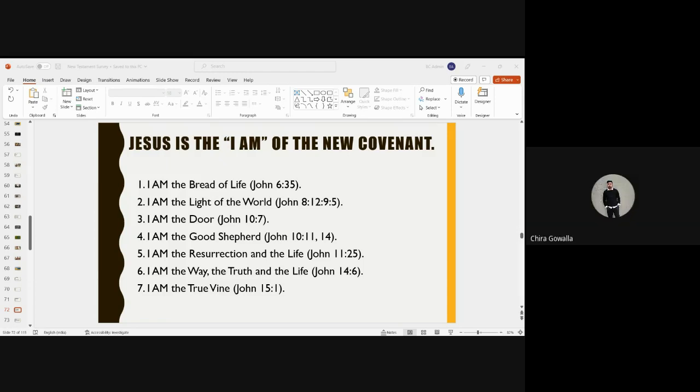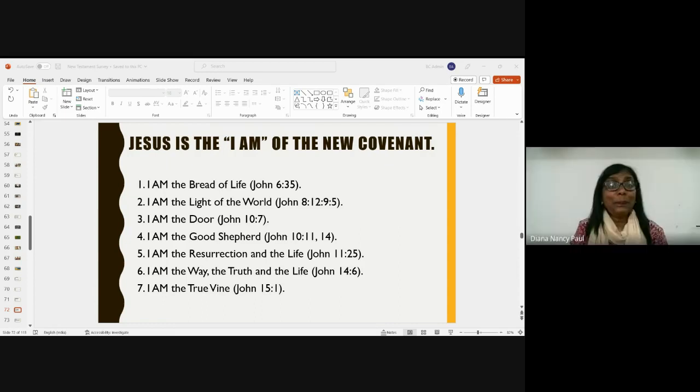Next verse, chapter 6 verse 69. "And know that you are the Christ." Here we see Peter witnessing. Peter is witnessing that Jesus is the Son of the living God. The next verse, John 11:27.